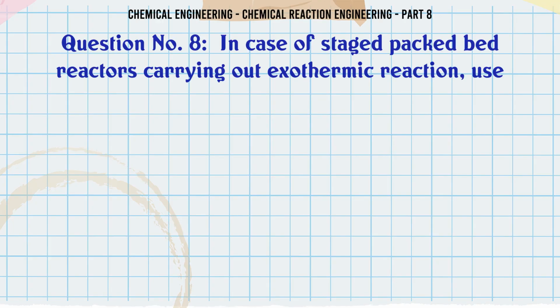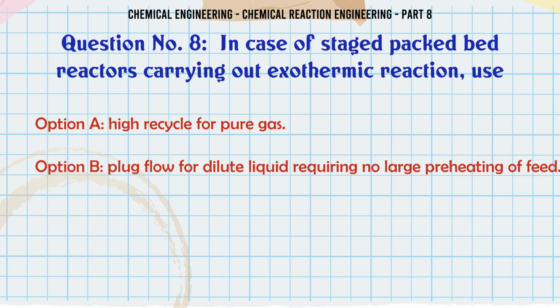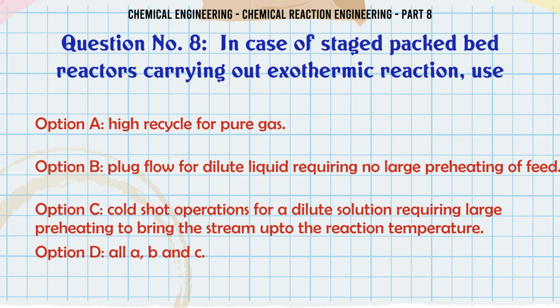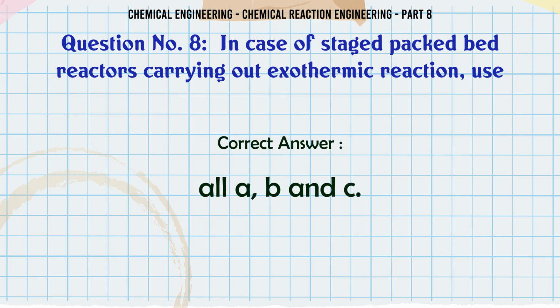In case of staged packed bed reactors carrying out exothermic reaction, use A. High recycle for pure gas. B. Plug flow for dilute liquid requiring no large preheating of feed. C. Cold shot operations for a dilute solution requiring large preheating to bring the stream up to the reaction temperature. D. All A, B, and C. The correct answer is all A, B, and C.